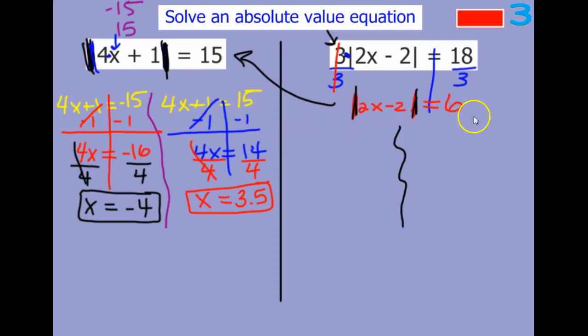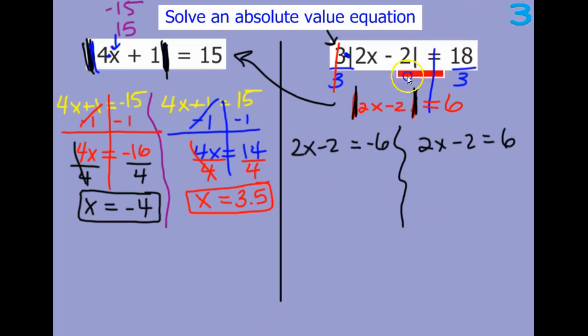Now I can write my two equations because this could go in our shower, come out clean, or it could be a negative in here, and then the absolute value would make it a positive. So we need to set 2x minus 2 equal to a negative 6, and 2x minus 2 equal to a positive 6. Again, this piece right here, anything that goes in here comes out clean. So that's why we set one equal to the negative 6 right here, and one equal to the positive 6. Had to get our shower by itself first.